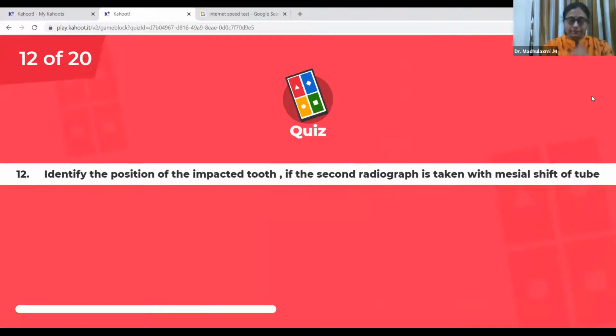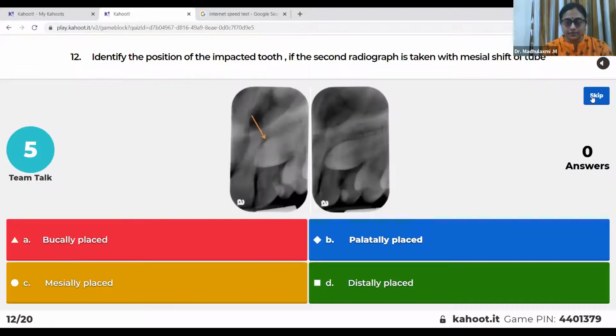Identify the position of the impacted tooth if the second radiograph is taken with a mesial tube shift. Is the tooth buccally placed, palatally placed, mesially placed, or distally placed? The tube has been shifted mesially.